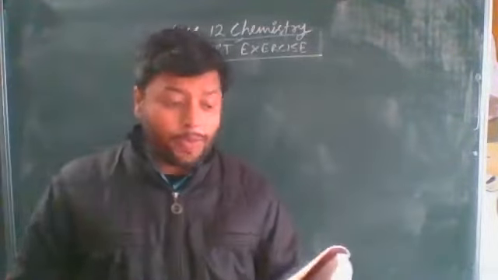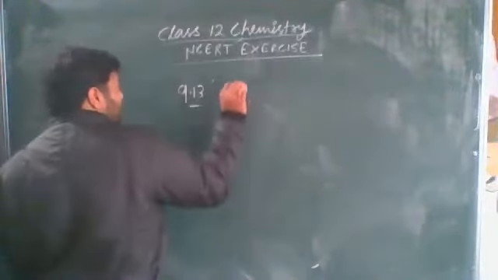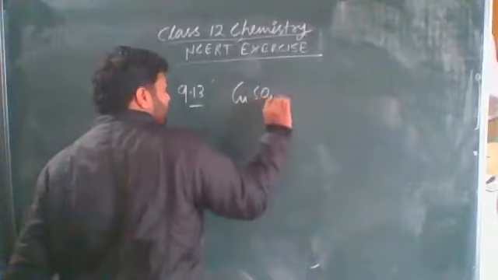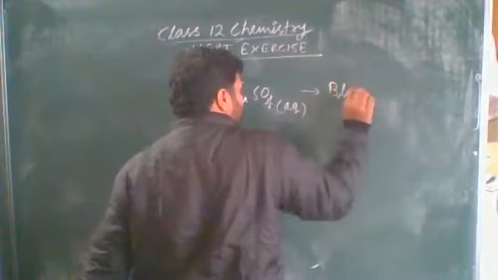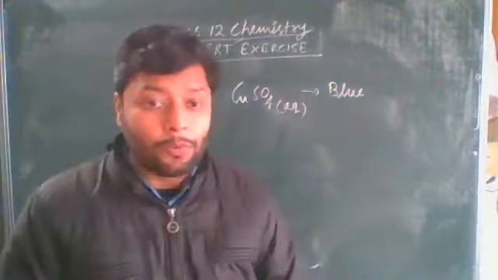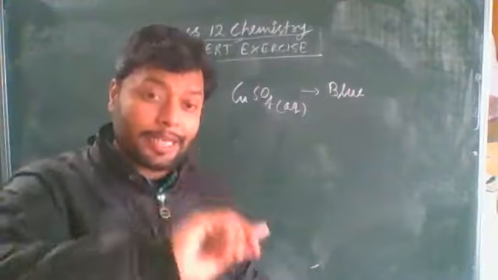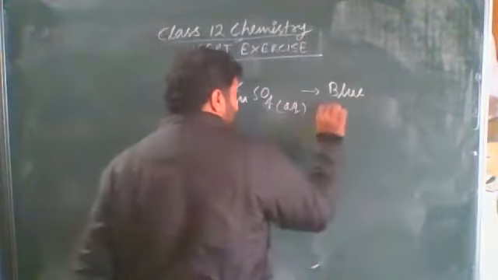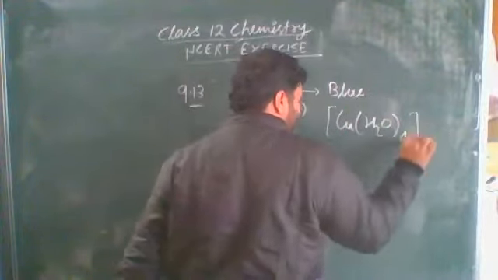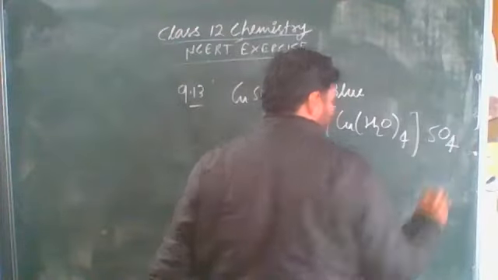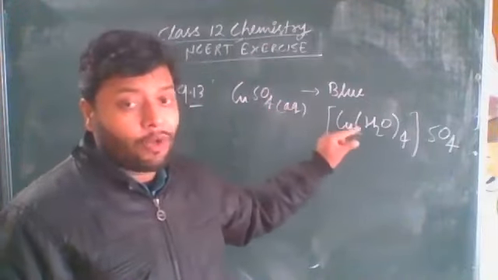The question is: aqueous copper sulfate solution is blue in color. Aqueous copper sulfate is blue because of coordinate complex formation of copper(II) with water molecules. Look at the possibility. So aqueous copper sulfate is blue because of the formation of this kind of complex.